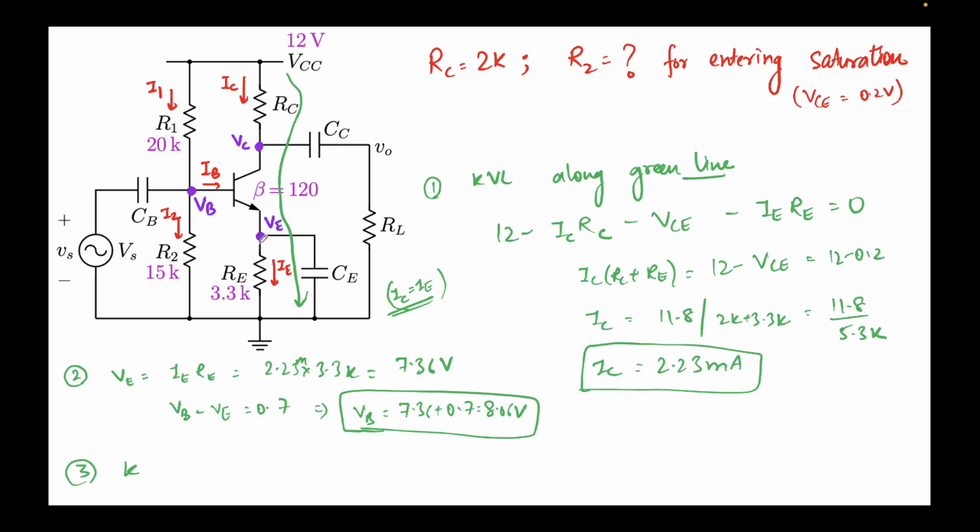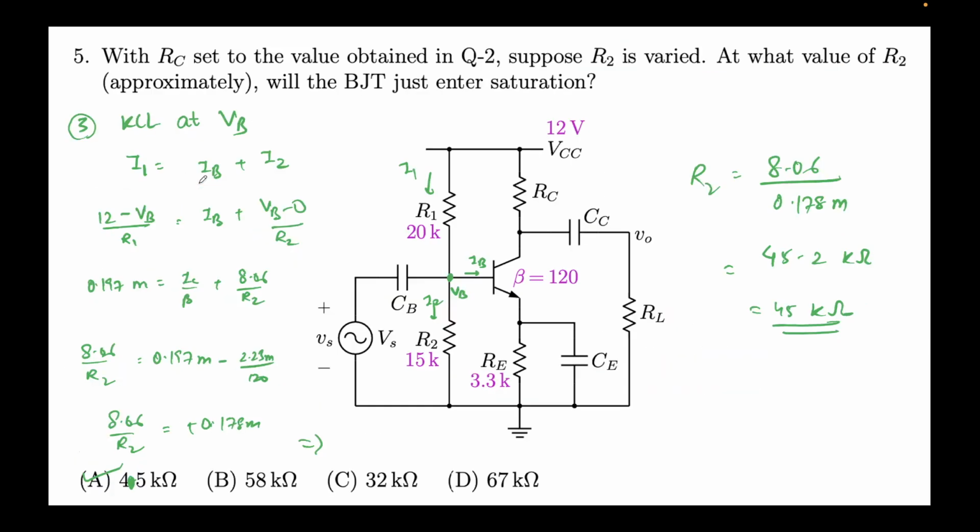Finally, once I know IC, I can find VE, which comes out to be 7.36, and then since VBE is 0.7, I can find VB. Once I know VB, I apply the KCL at this node. Again I reiterate that the AC part we are ignoring completely. Then we apply the KCL at VB, and we finally evaluate the R2 value. The value of R2 is coming out to be 45 kilo ohms. So that completes the problem.